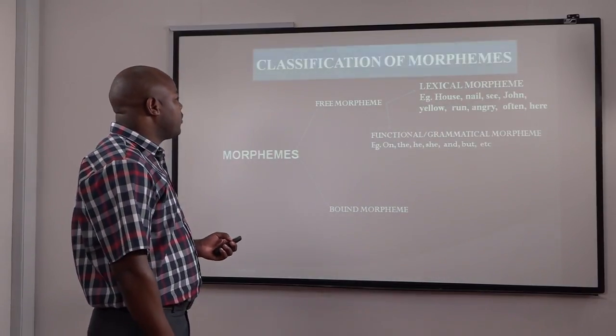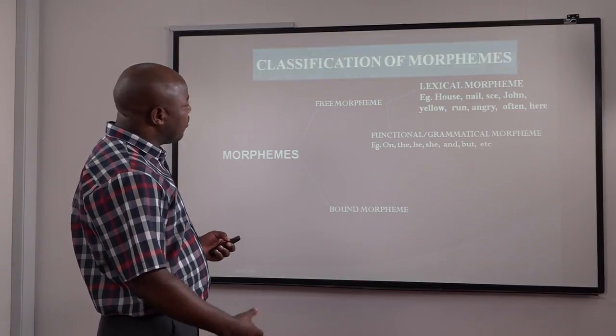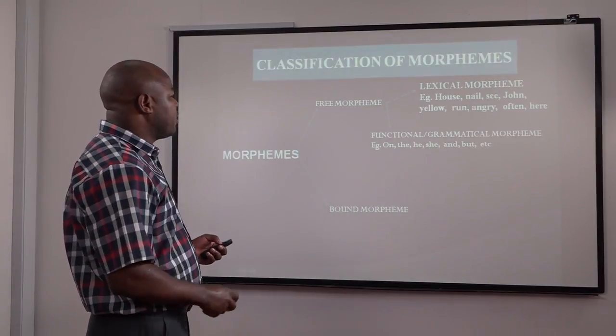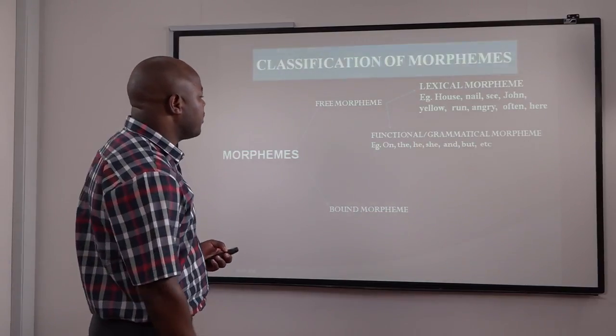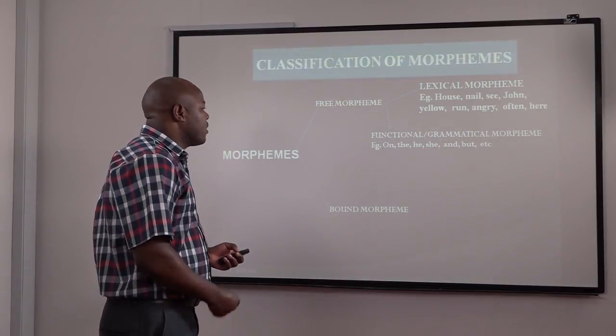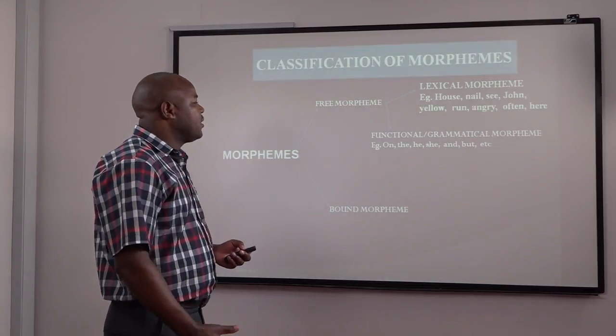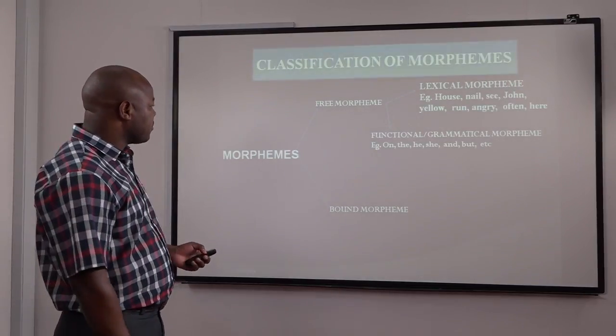The second type of free morpheme is functional or grammatical morpheme. This is a type of free morpheme which can stand alone as individual words in a sentence, but they cannot convey a complete meaning. Example: on, there, she, and, but, etc.